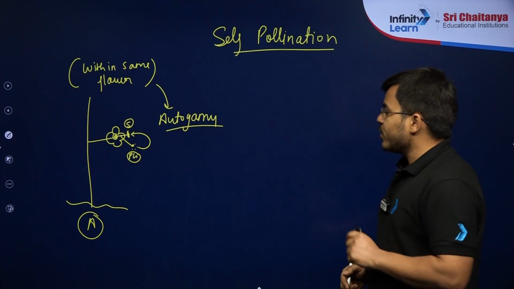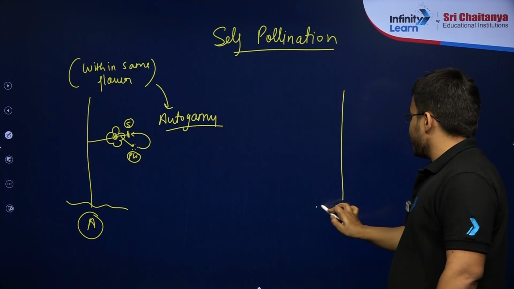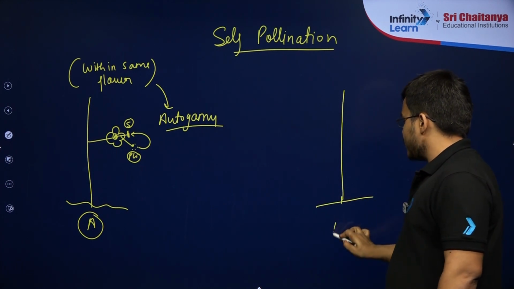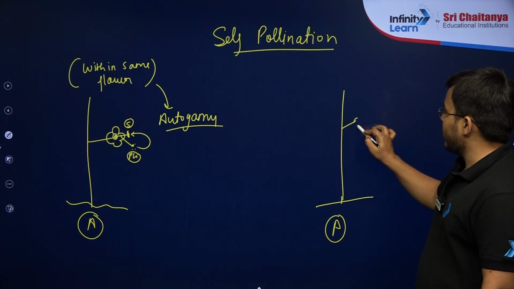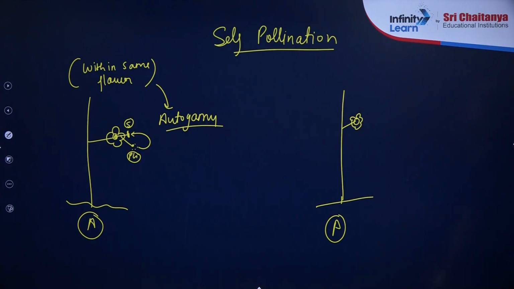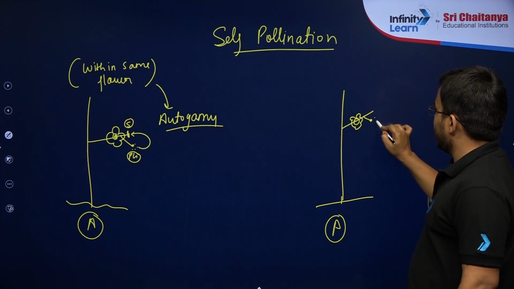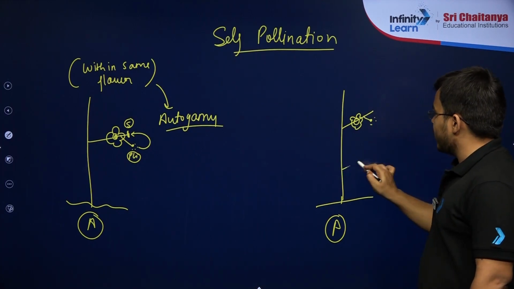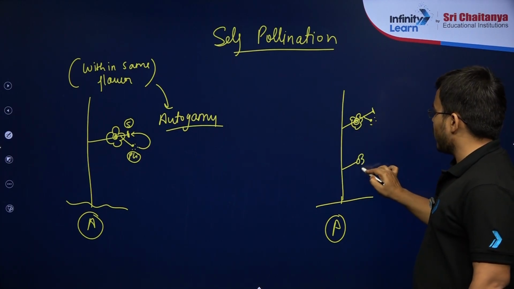Okay, and students, one more way of self-pollination can occur, where you can see this is again plant A only. But students, here if you see, there will be a flower. This flower, students, will have its male part. And students, we have another flower also. On the same plant we have some other flower also.